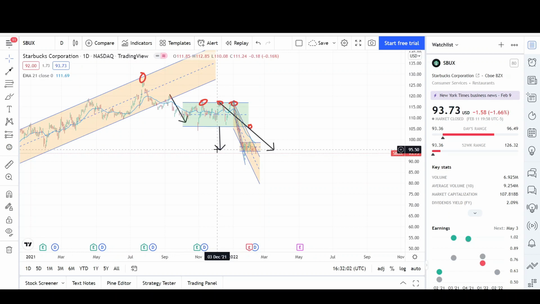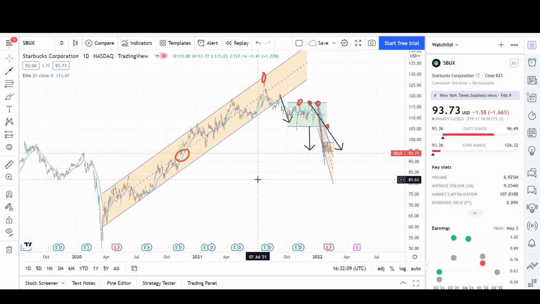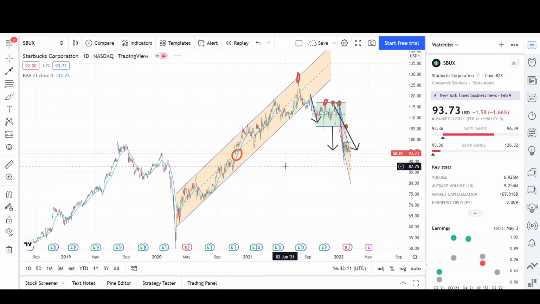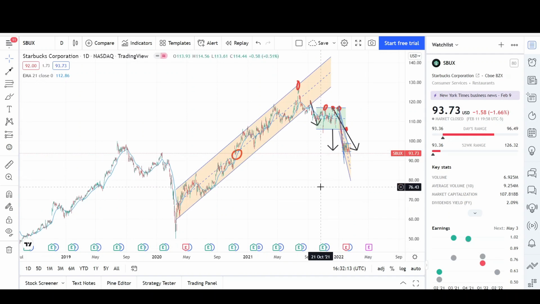So there was some confluence here, but it doesn't look like we're reversing. It looks like the market's still continuing lower, so there might be lower price targets. So we'll have to wait and see where Starbucks wants to go.